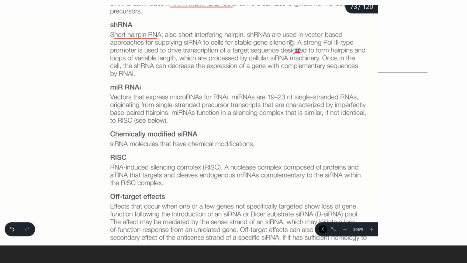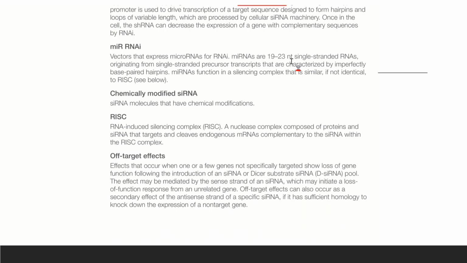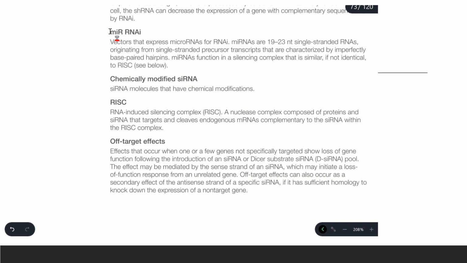These are used in vector-based approaches for supplying siRNA to cells for stable gene silencing. A strong polymerase III type promoter is used to drive transcription of a target sequence designed to form hairpins and loops of variable length. Okay, microRNA. Vectors that express microRNAs for RNAi. MicroRNAs are 19 to 23 nucleotides.